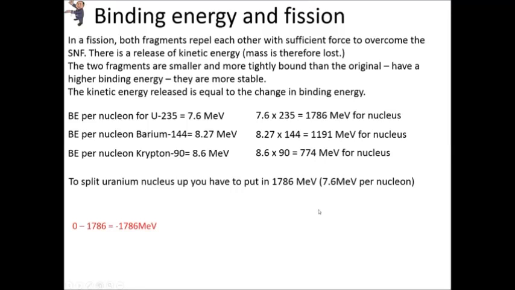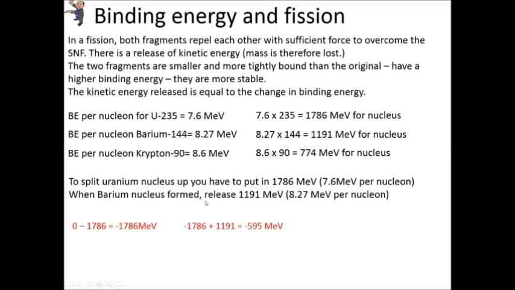So now we can do some sort of accounting. We can say to split uranium up, you have to put in 1786. So if we start off at 0, and then if we physically had to split the uranium nucleus, we'd be at minus 1786 mega electron volts. But then when the barium nucleus forms, we get out 1191. So minus 1786 plus 1191, we're now at minus 595.